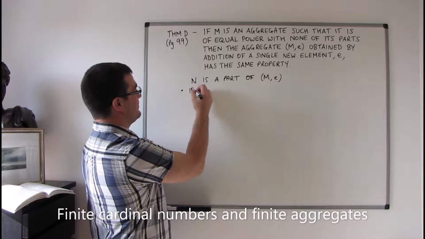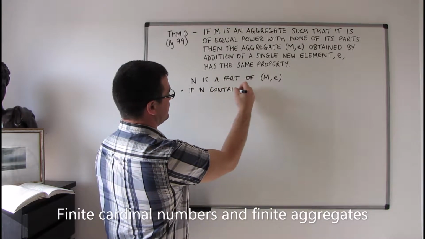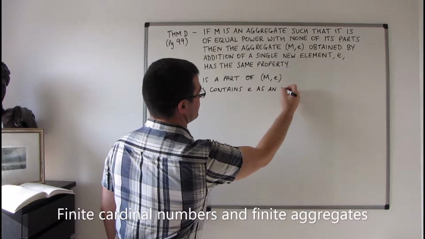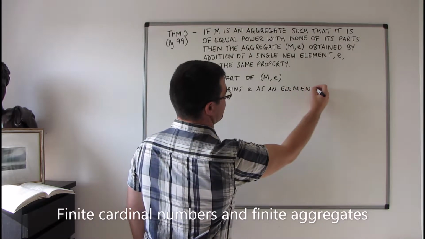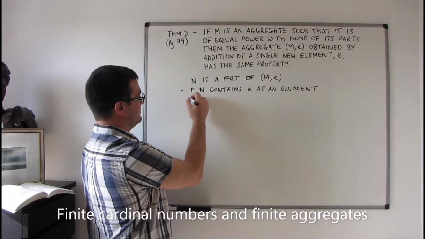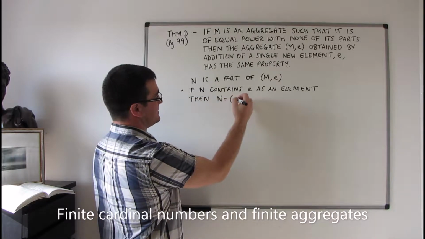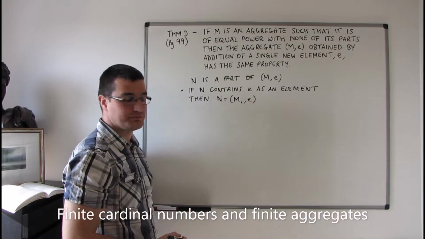So if N contains E as an element, then N can be written as M1 E.